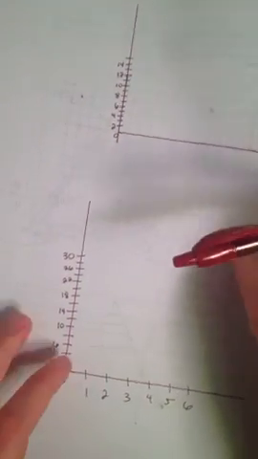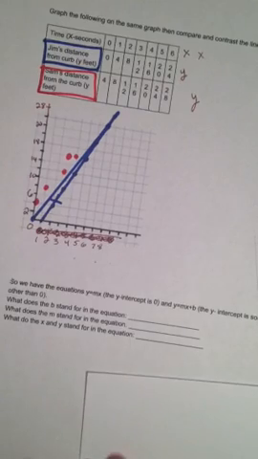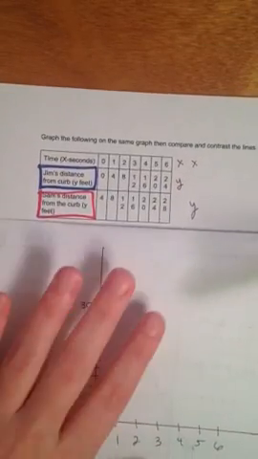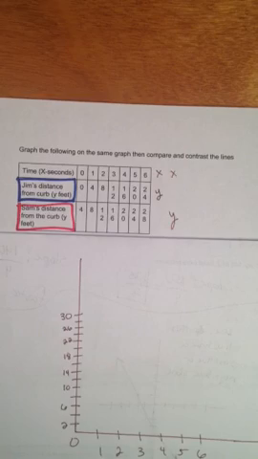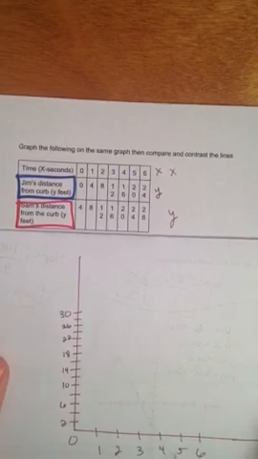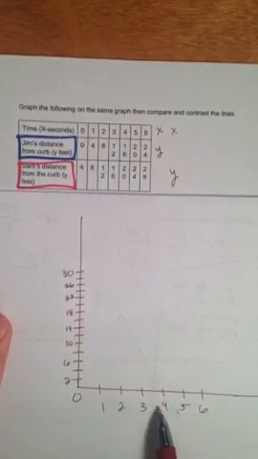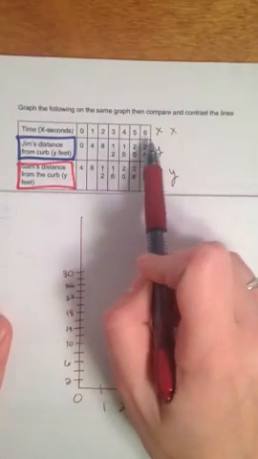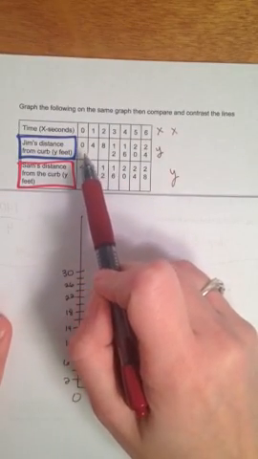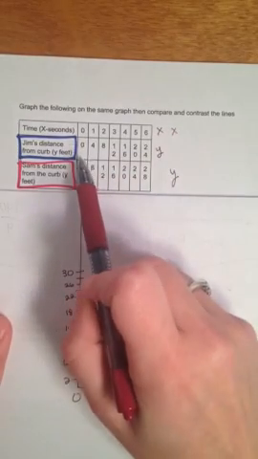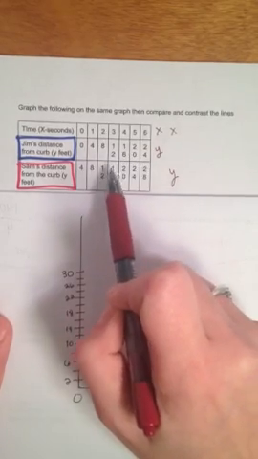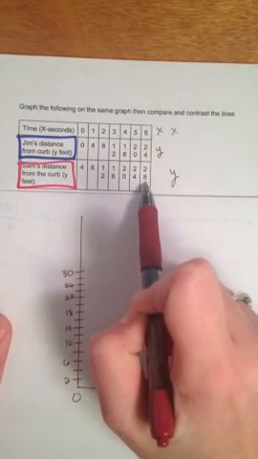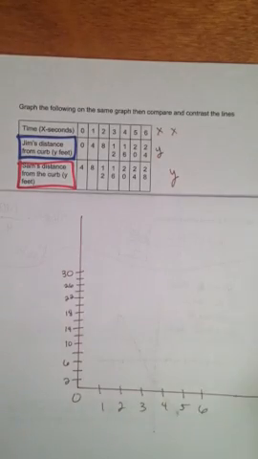Now your graph is going to look a little different than mine because I made a boo-boo, so you're going to do it on your actual graph. We're going to look at this. It says graph the following on the same graph, then compare and contrast the lines. I have my handy dandy graph. My x's are counted 1 through 6. Your table is correct, but this is supposed to be 0, 4, 8, 12, 16, 20, 24, 28. Not really sure why I did that, but Google's weird sometimes.